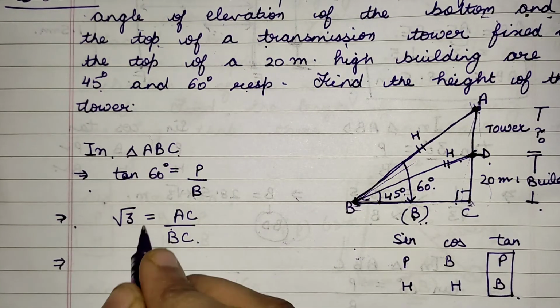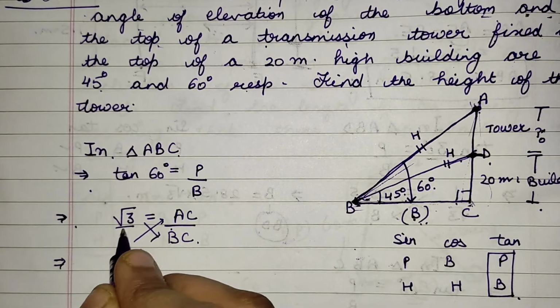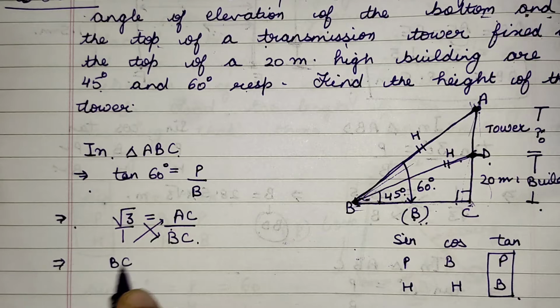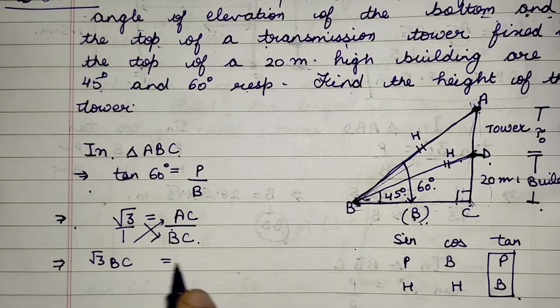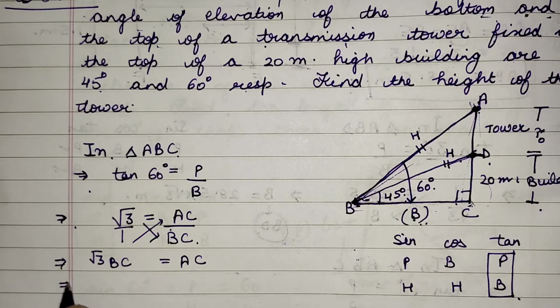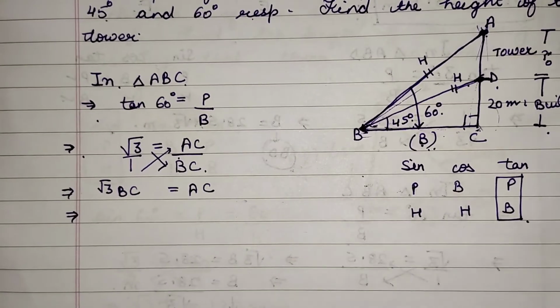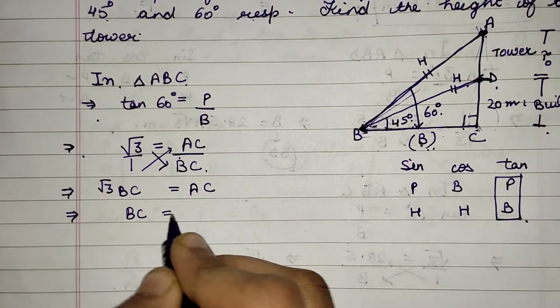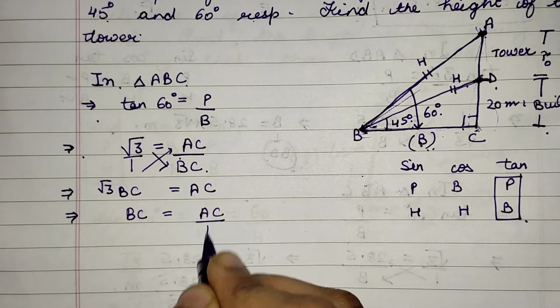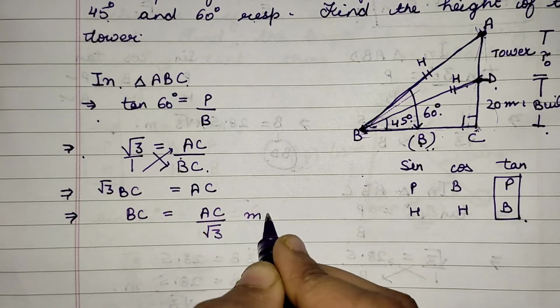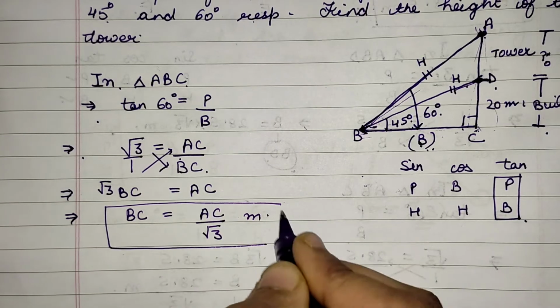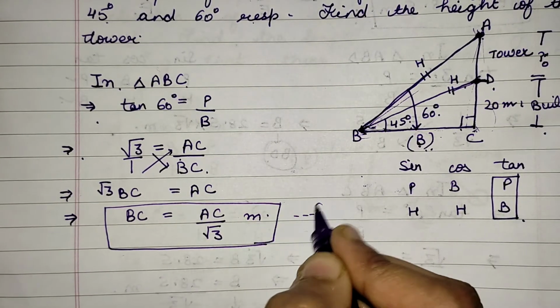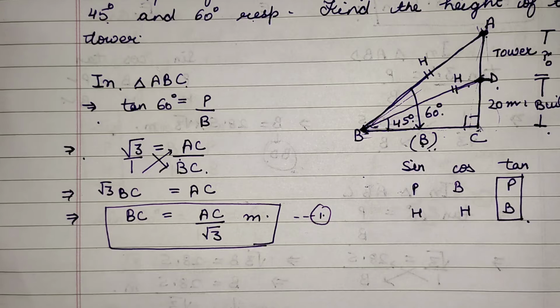Okay, if I do cross multiplication, then what will I get? I will get root 3 BC is equal to AC. So this implies that BC is equal to AC by root 3 meter. Let us call this equation number 1.